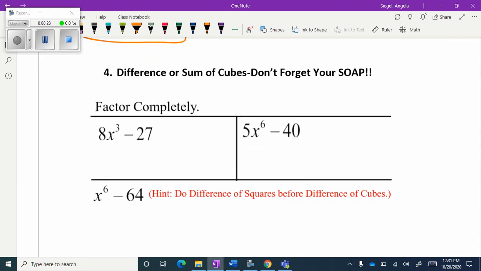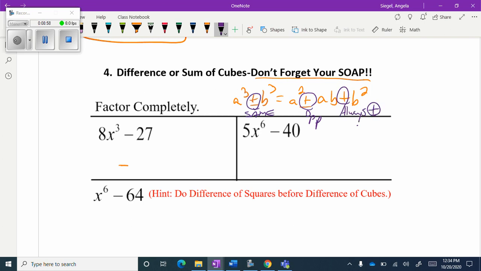And so I want to talk about, your teachers in the past have probably talked to you about SOAP. SOAP stands for same, opposite, always positive. And so I'll explain it here in a second. Okay, so this sign stands for same in SOAP. This is opposite, and this is always positive. Okay, so same, opposite, always positive.